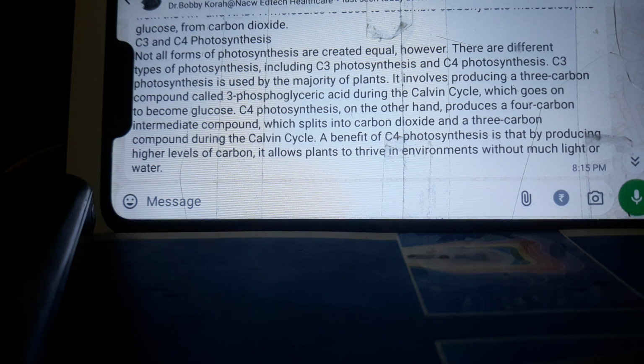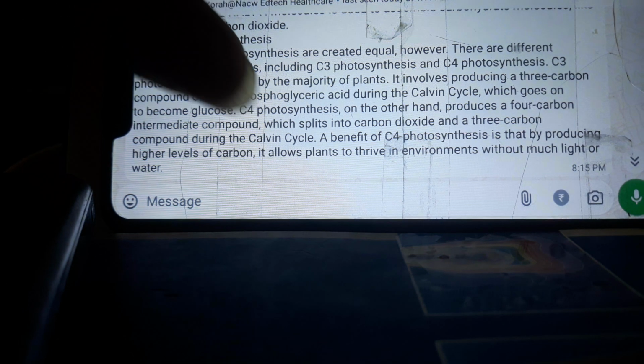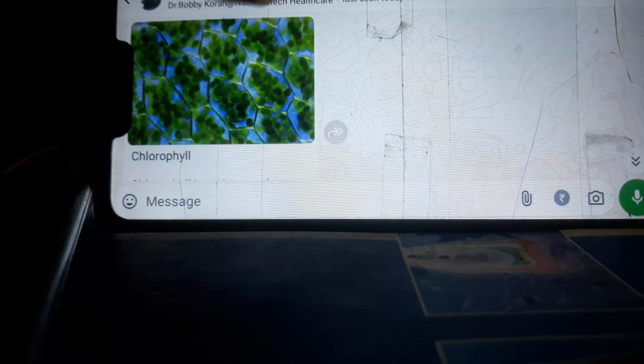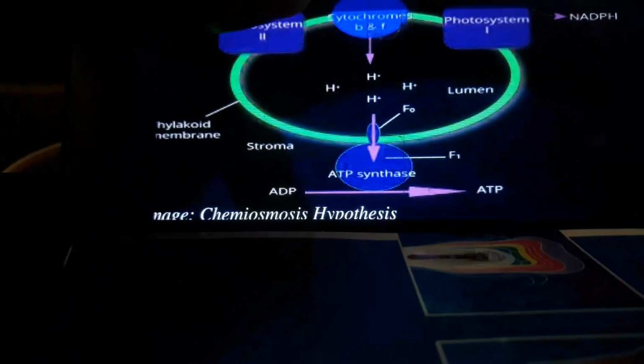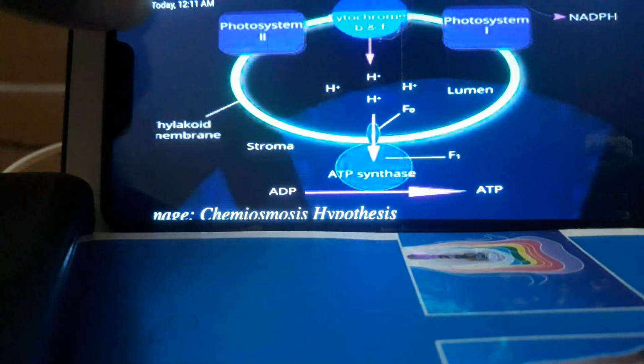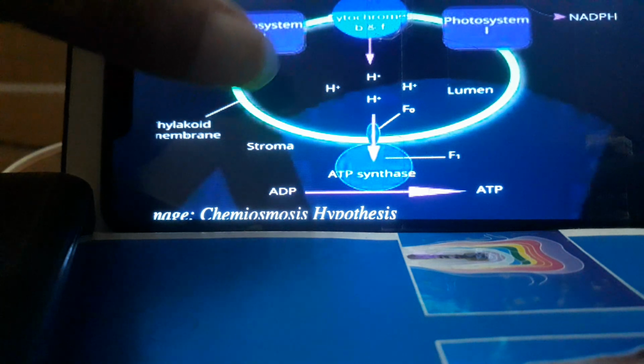A benefit of C4 photosynthesis is that by producing higher levels of carbon, it allows plants to thrive in environments without much light or water. So if you just go down, all the way down, we can see these diagrams which represent that, right? The chemiosmotic hypothesis is part of it. It's coming down soon.